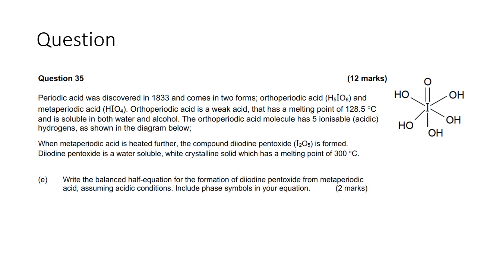Let's move on. Write the balanced half equation for, okay, so this piece of information here is new. When metaperiodic acid, that's this blue one here, is heated further, the compound diiodine pentaoxide, which is a brand new thing that we're dealing with, is formed. Diiodine pentaoxide is water soluble, and so on. Write the balanced half equation for the formation of diiodine pentaoxide from metaperiodic acid, assuming acidic conditions. Include phase symbols, and we'll go through that carefully here.